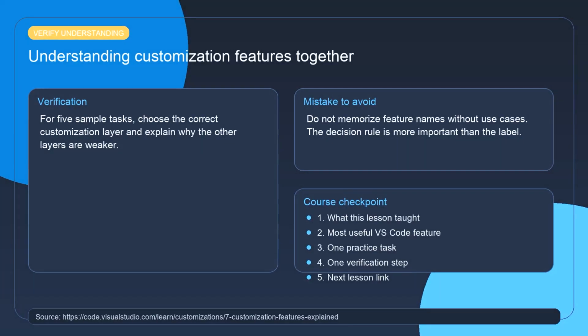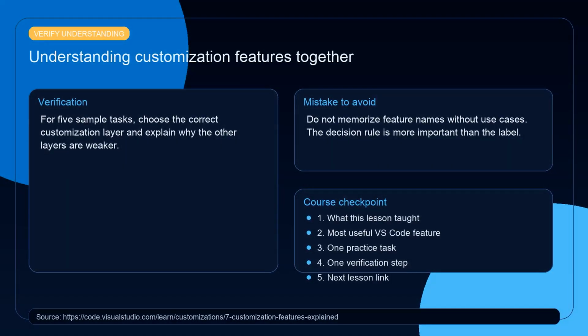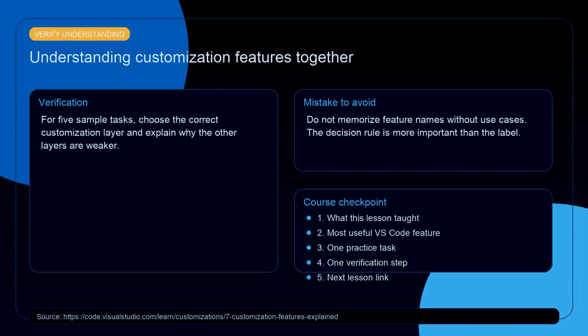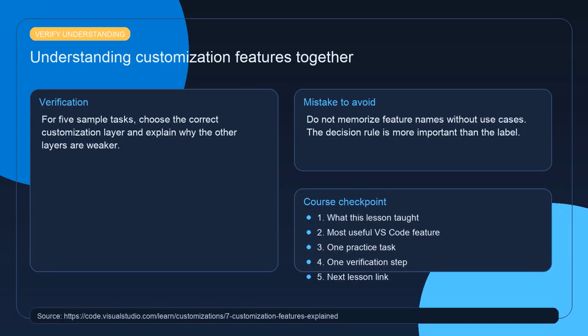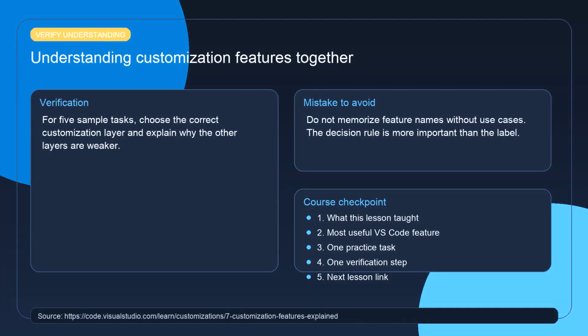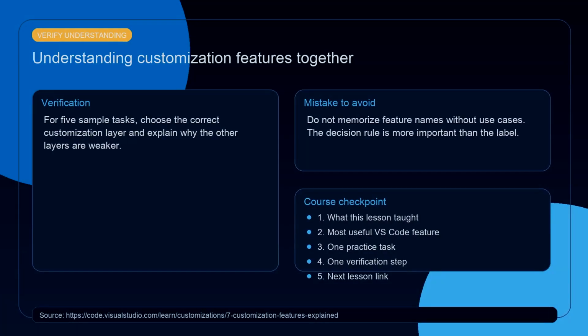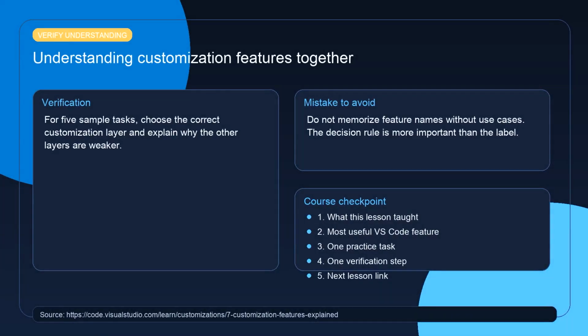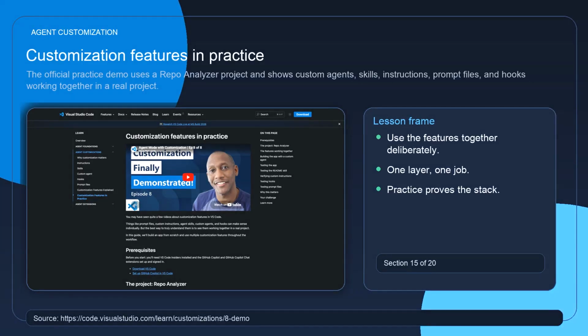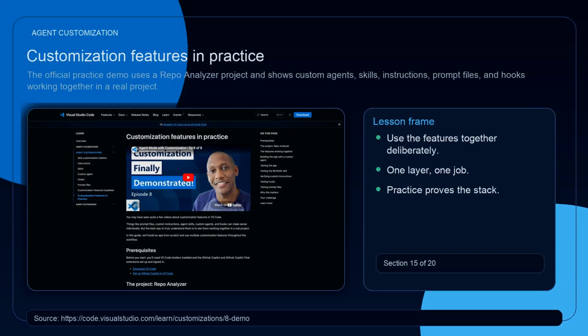The mistake to avoid: do not memorize feature names without use cases. The decision rule is more important than the label. The 3 takeaways are: each layer has a different shape, wrong layer creates clutter, and scenario practice makes the distinction stick. Lesson 14 of 18, Customization Features in Practice.